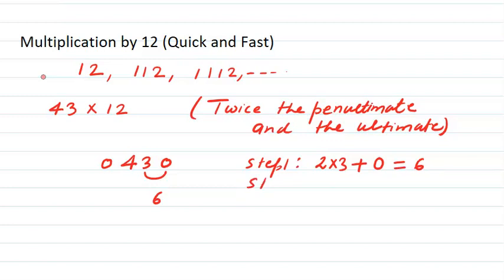What will be step number 2? In step number 2, you are going to take the next two digits, 4 and 3. Now what is the penultimate digit of 43? You write 2 into 4 plus 3. So when you write 2 into 4 plus 3, what you get is 11. But you don't write 11 here. You write 1 and then you keep 1 as the carry over term, which will be added in the next step.